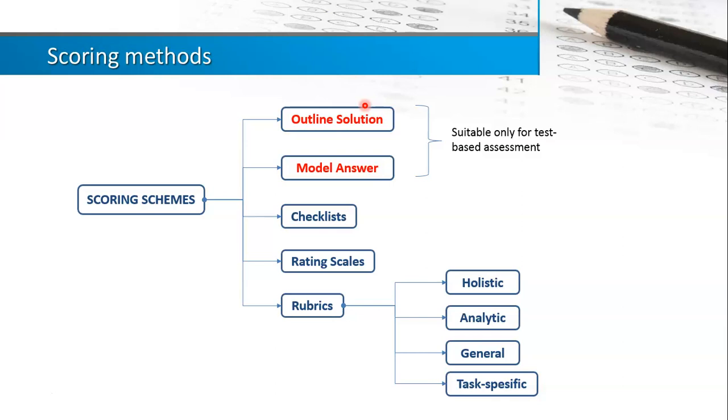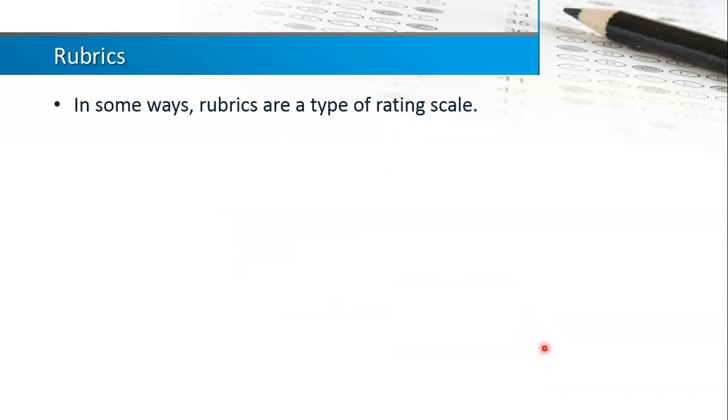Okay. So the other scoring scheme or marking scheme would be checklist, rating scale that we have already mentioned just now. Then rubrics. Okay. So rubric is a specific type of scoring scheme. So rubrics can be characterized either holistic, analytic, or general, or task specific. Okay, so in some way, rubrics can be understood, can look like a rating scale.